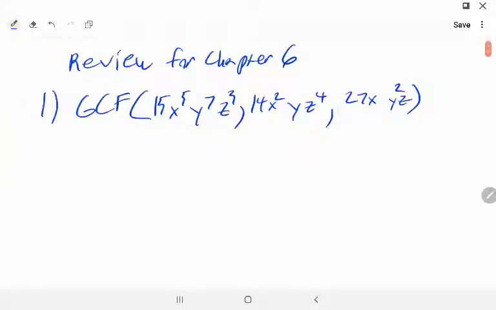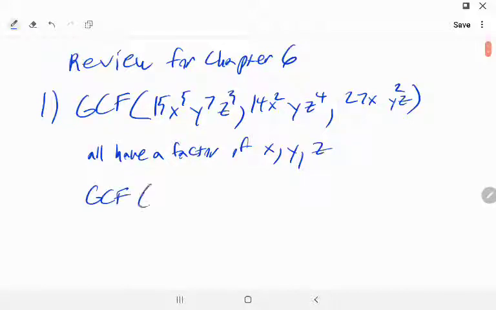We notice all three have a factor of x, a factor of y, and a factor of z, and so the greatest common factor of those is going to end up being just a nice, neat xyz.